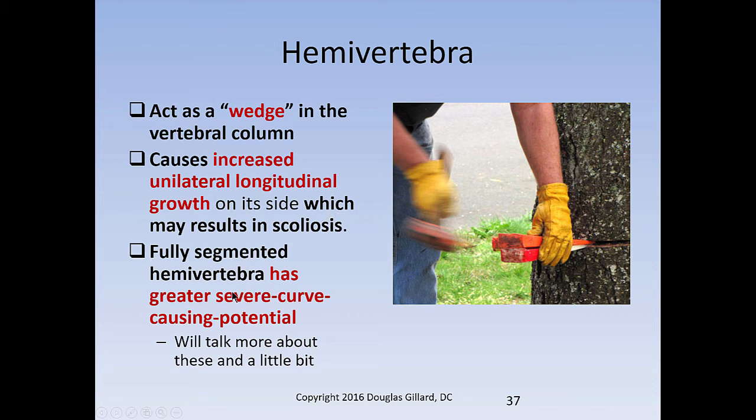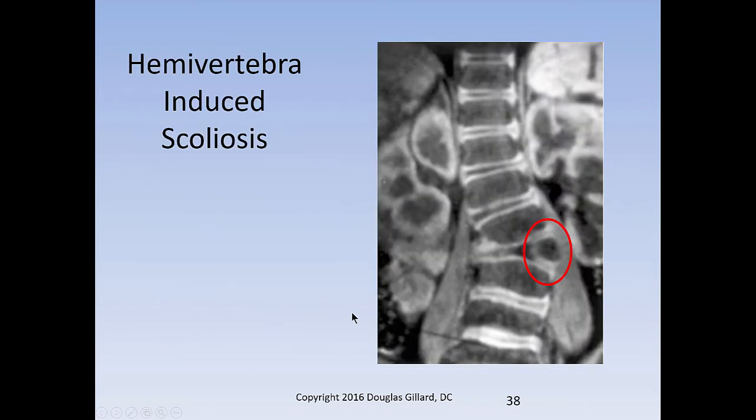So a fully segmented hemivertebra, so it's got a disc on top and bottom, has a greater severe curve causing potential than a partially segmented vertebra or a non-segmented vertebra. So full segmentation is a bad thing. To be normal in this case is not good because it could increase the scoliosis.